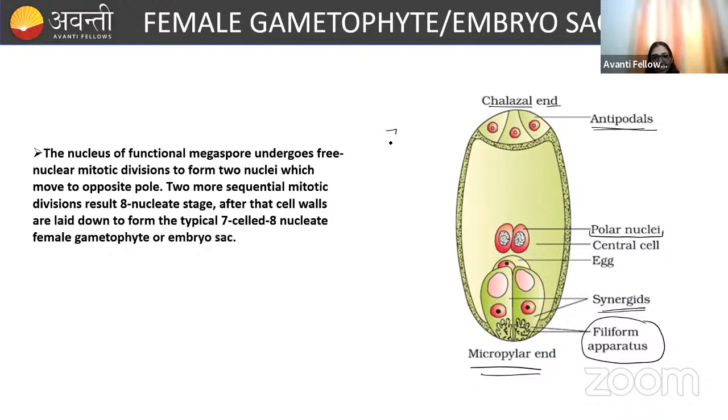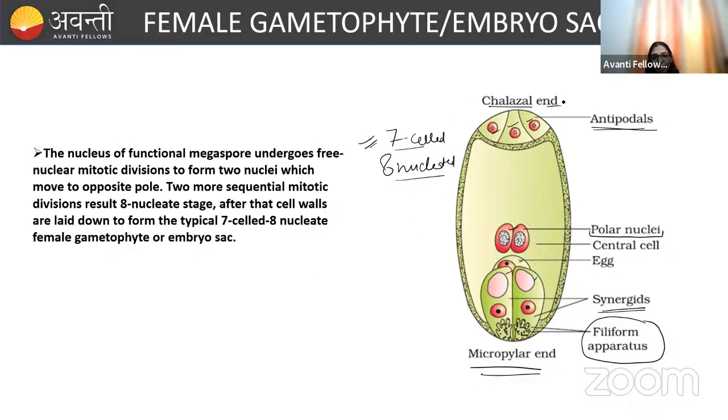So this is a condition where there are 7 cells: 1, 2, 3, 4, 5, 6, and 7. So there are 7 cells, but it is 8 nucleated. Remember this, very, very important. It is 7 cells, but 8 nucleated. There are 8 nuclei per 7 cells.